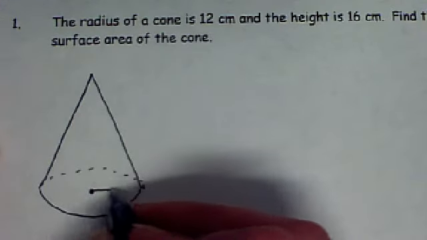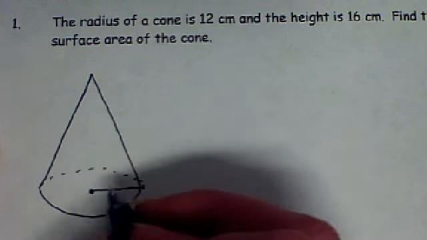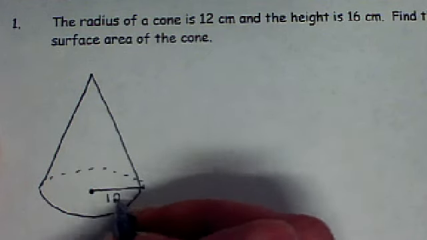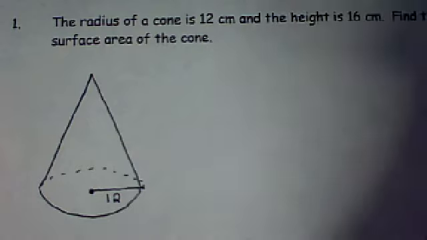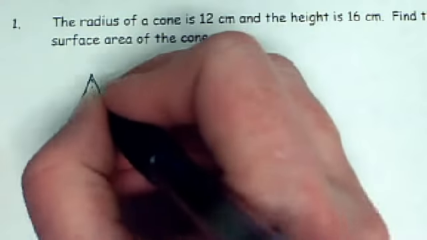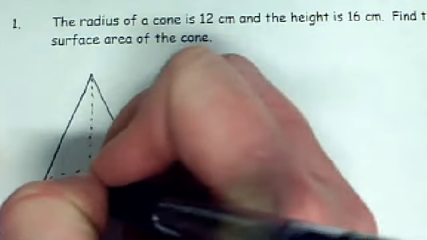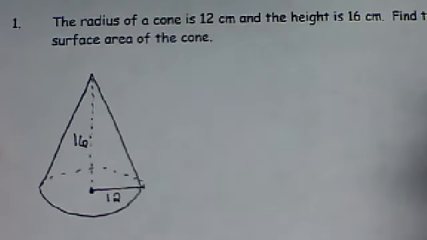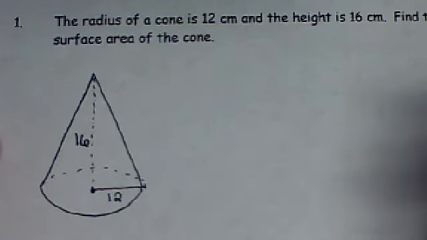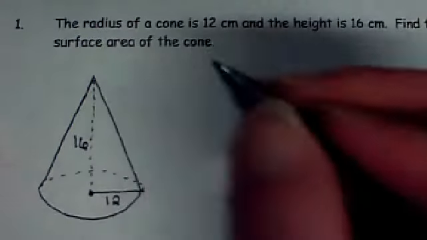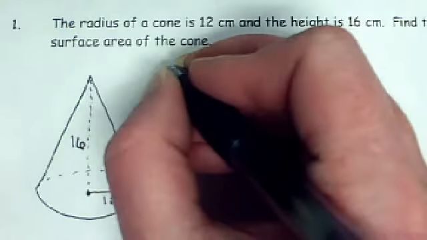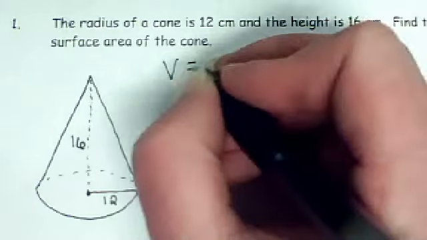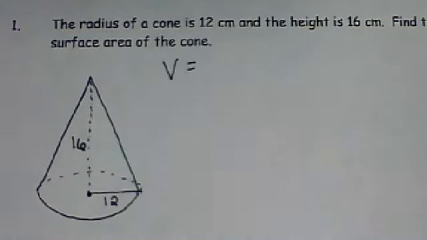Radius goes from the center out, and that's 12. The height is 16. We're supposed to find volume and surface area. So if I were doing this on my test, I would start by pulling up my formula chart.